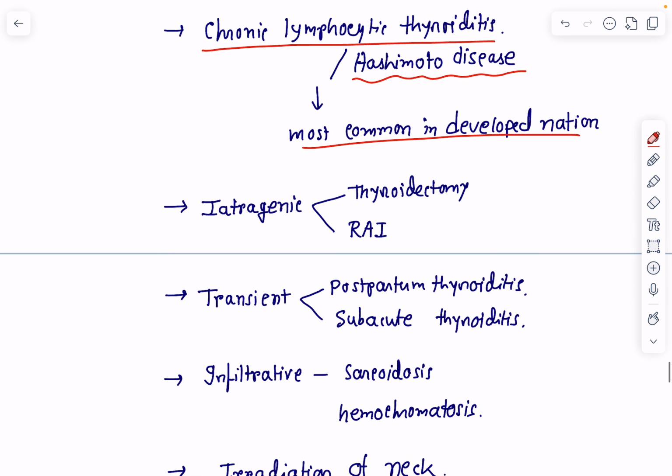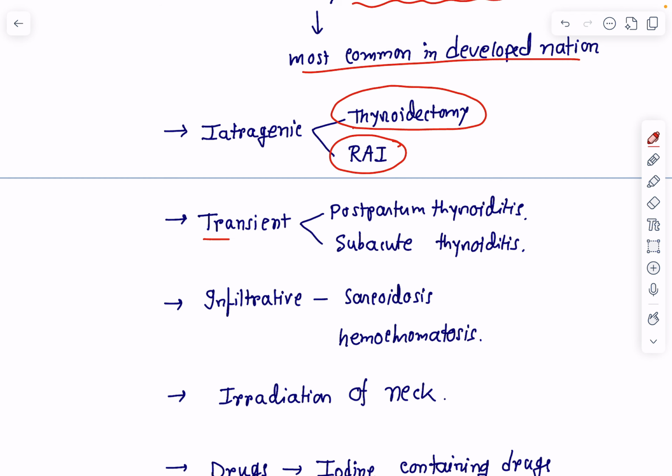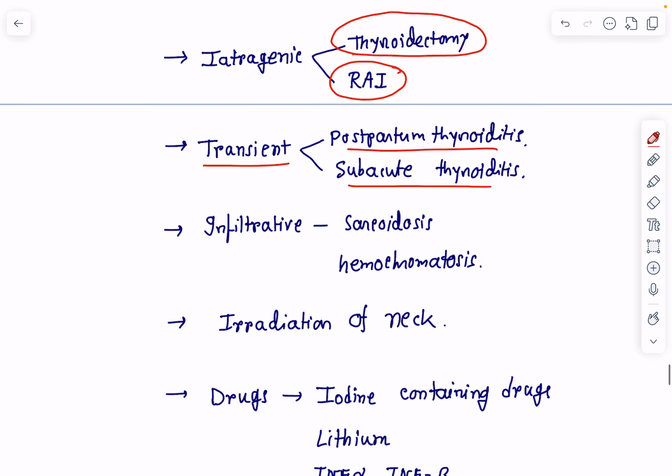Iatrogenic hypothyroidism can also occur as a result of thyroidectomy. There are many situations where the patient has to undergo removal of the thyroid gland, which ultimately results in permanent hypothyroidism. Or radioactive iodine treatment can also result in iatrogenic hypothyroidism. There is also hypothyroidism due to transient causes like postpartum thyroiditis and subacute thyroiditis. These patients do improve in the later period.